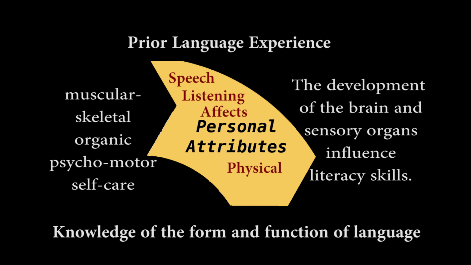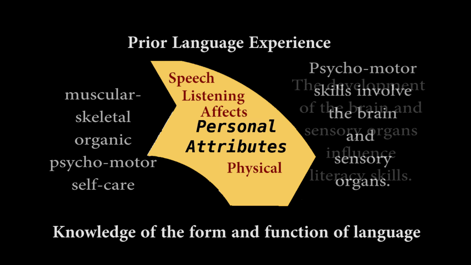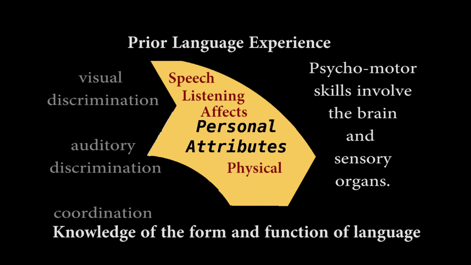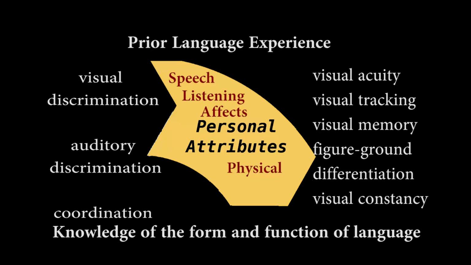Psychomotor skills are impacted by both cognitive and physical development, but the point of origin for such skills lies in the physical domain with the sensory organs and the brain. The psychomotor skills of particular importance to reading and writing are visual and auditory discrimination skills and some of the coordination abilities. Visual discrimination skills include visual acuity, visual tracking, visual memory, figure ground differentiation, and visual constancy.